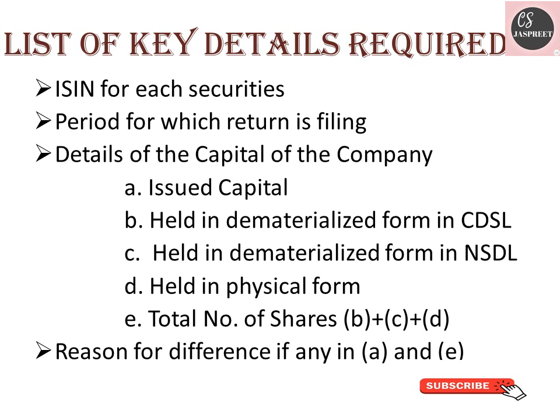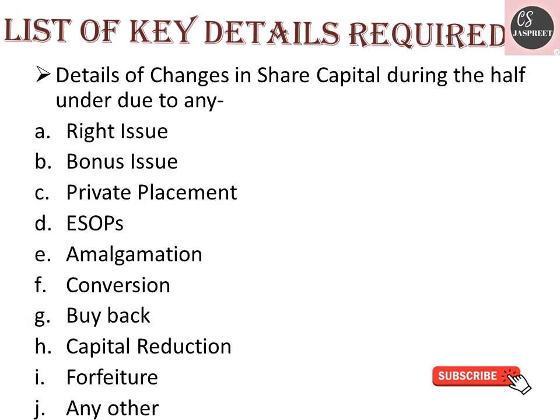Then details of the capital of the company, because it's all about the capital only. First, issued capital, then held in dematerialized form in CDSL, then held in dematerialized form in NSDL, held in physical form, and total number of shares, which is B plus C plus D. And the key detail next is reasons for any difference between A and E, that is reasons for any difference, if any, between issued capital and total number of shares, which are held in dematerialized form in CDSL and NSDL and in physical form.